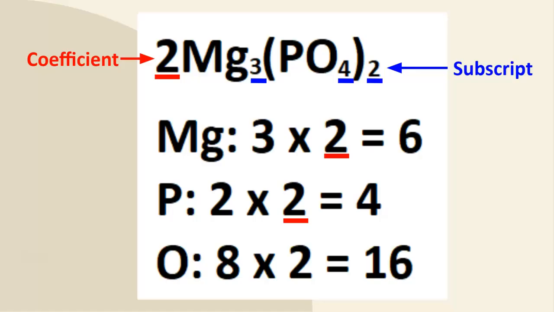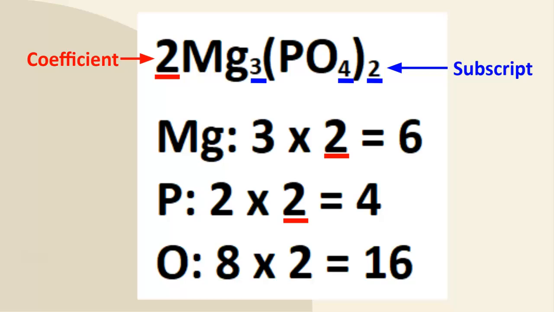In order to balance chemical reactions, we need to figure out how many of each atom we have. So in this compound, how many Mg's, P's, and O's? If we look at the subscripts, that tells us how many of that particular element there are in the compound. For example, the small 3 next to the Mg tells us that there are 3 magnesiums.